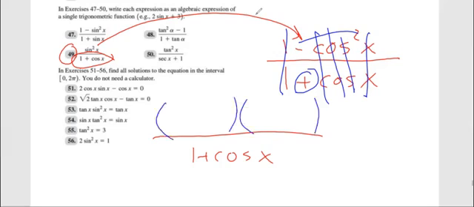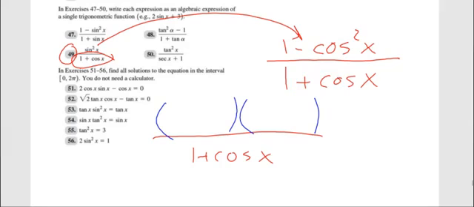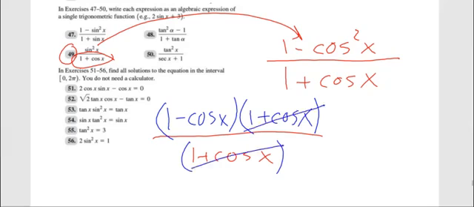Factor the numerator. Please. Factor the numerator. Yes. 1 minus cosine x, 1 plus cosine x. Now what? Then you take out the 1 plus. So there's your answer.